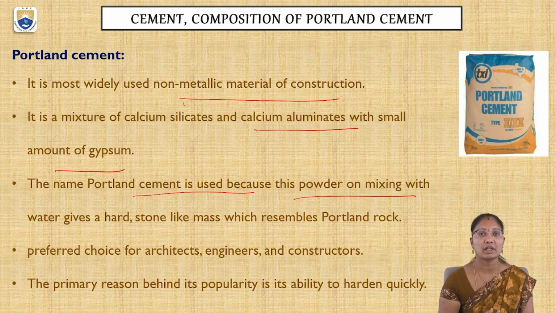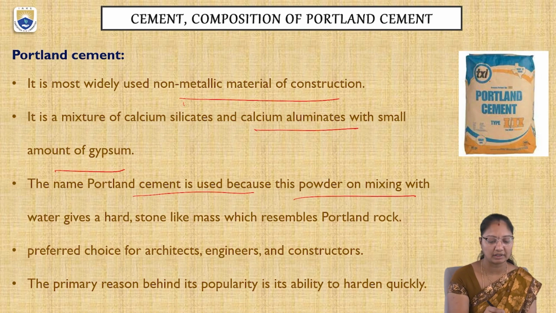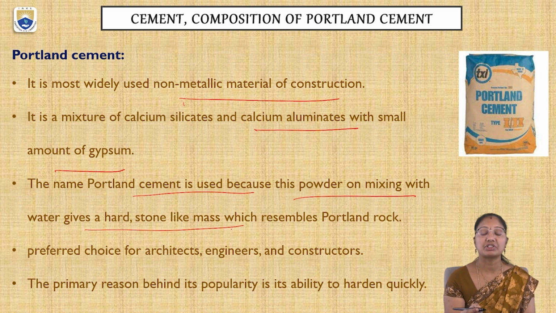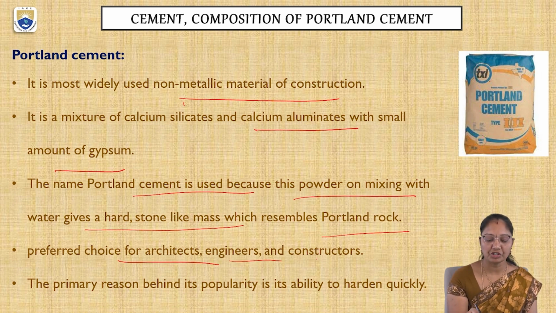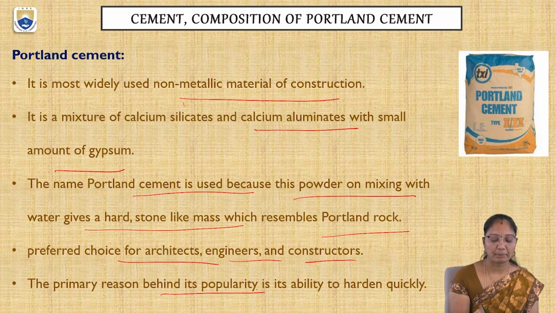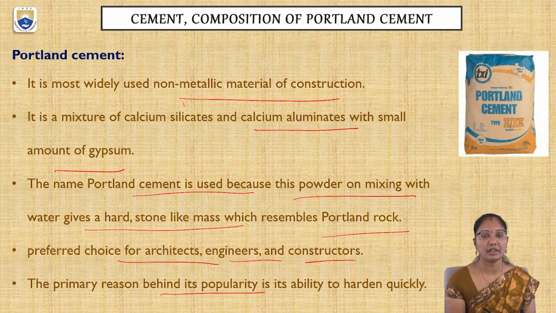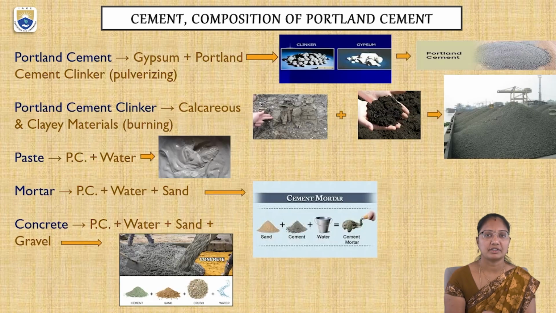That's why the name Portland cement is given to this cement: a stone-like mass which resembles Portland rock. It is a preferred choice generally for architects, engineers and constructors because of its unique properties. The primary reason for its popularity is its ability to harden quickly. Because of this, it is chosen as a preferred choice by architects, constructors and engineers.